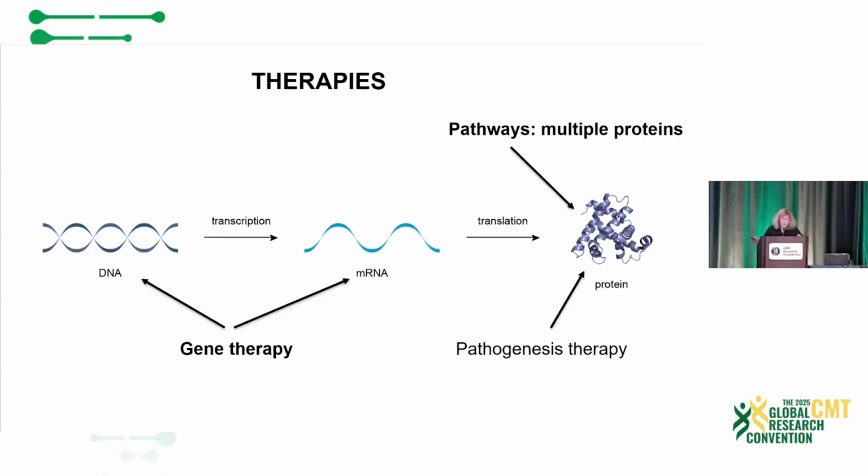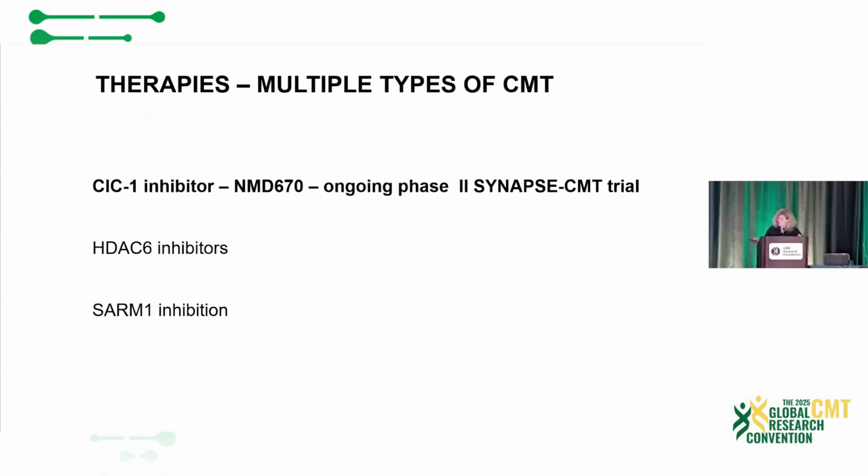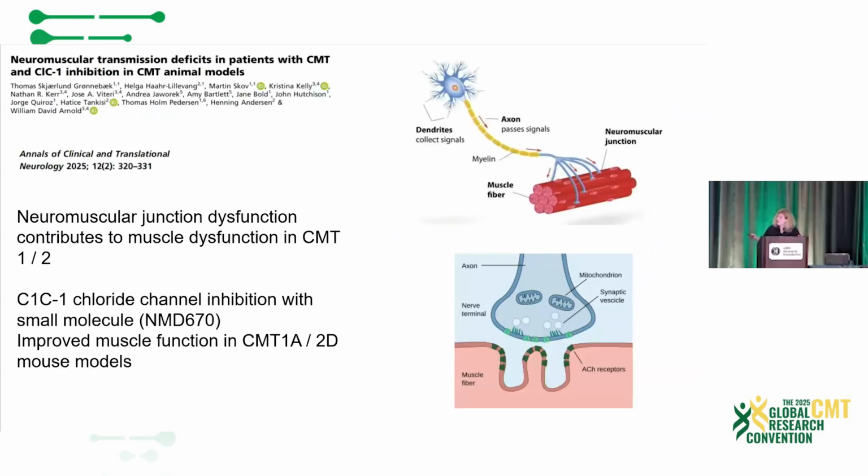Now, just to mention that there are what we call pathway therapies. There's also another drug that's in trial, which has been developed looking at the neuromuscular junction. Now, again, if you look at a nerve going to the muscle, there is this thing called the junction. So when the impulse comes down the nerve to make the muscle move, there has to be a connection. And a group of people looked at both animal models and humans and worked out that in multiple forms of CMT, this neuromuscular junction is important. And if you inhibit a channel called a chloride channel, you can improve function.